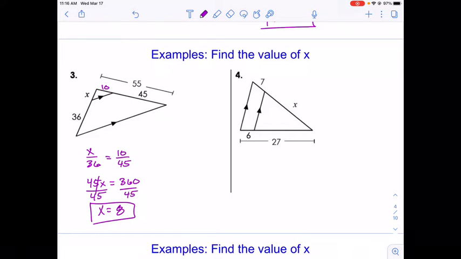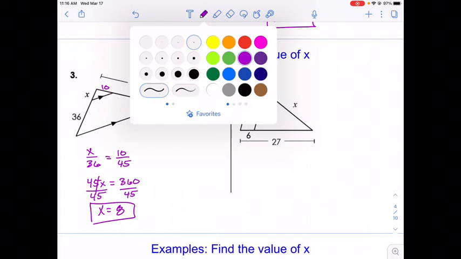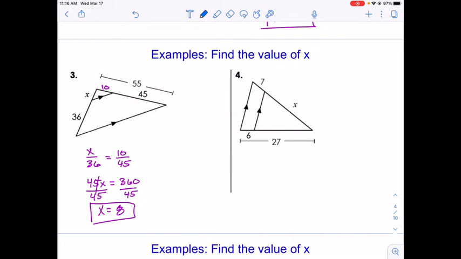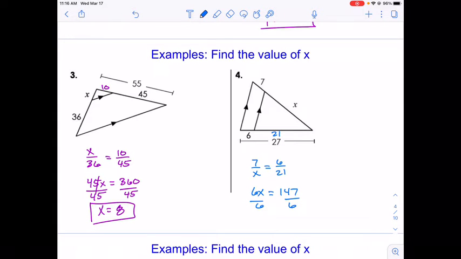Okay, so hopefully you can see what we did here. And the next one here, we have the full length of 27. We have this segment 6, so if we subtract it, we get this segment as 21. So we can say that 7 is to x, as since we did start with 7 on top, we got to go 6 is to 21. And then cross multiply, we get 6x is equal to 147. Divide by 6, and that gives us x is 24.